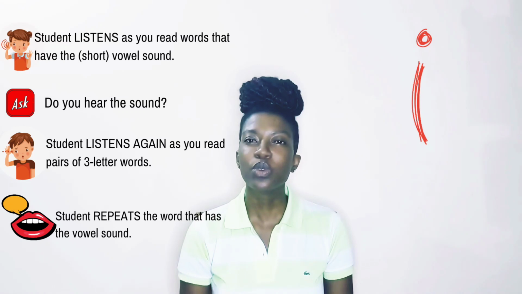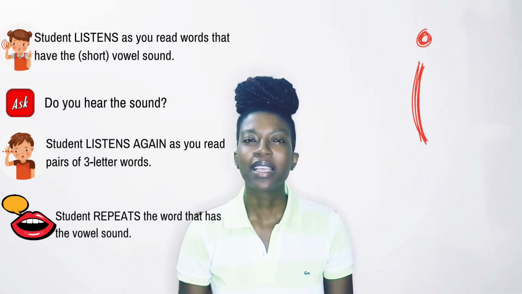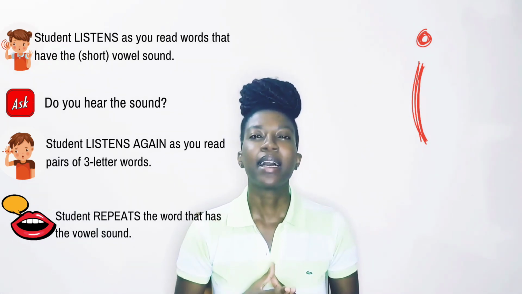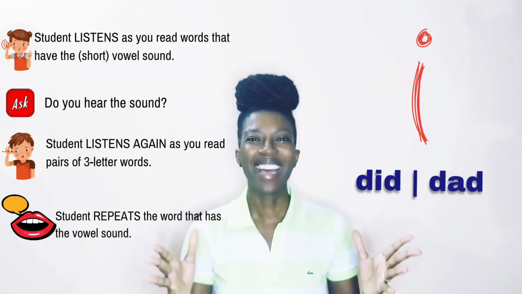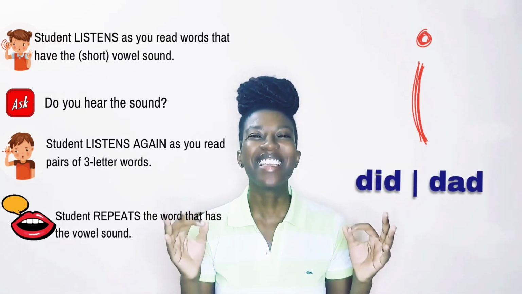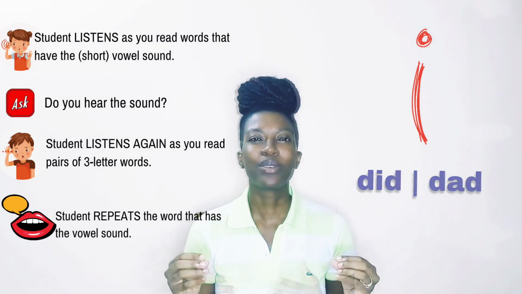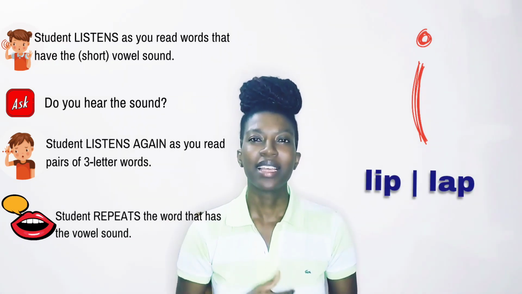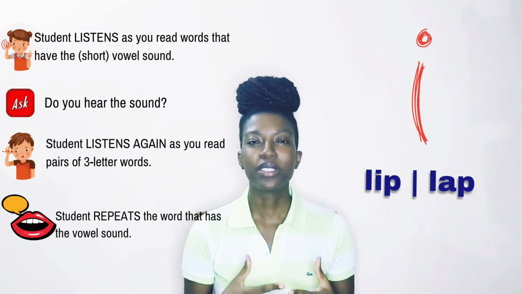So again, you find the 6 words, you read them, you ask them to respond as to whether or not they have heard that particular vowel sound, in this case I. Then you move on to the pairs of words. Did, dad. Repeat the word that has the I sound. Lip, lap. Repeat the word that has the I sound, and they should say lip.